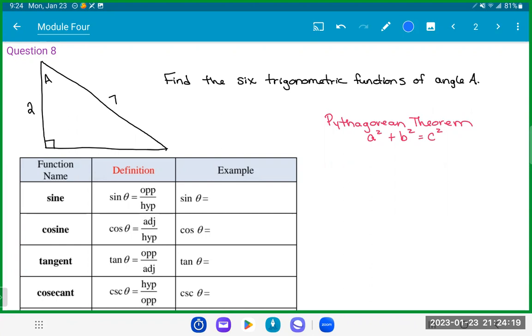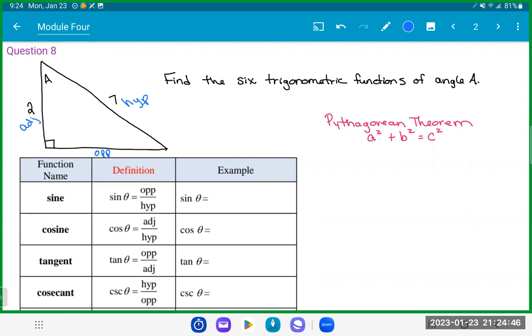Okay, so we're given angle A, so you can see that up there in the top corner of the triangle. We're given the side that is touching it, so that means this is the adjacent side because it touches the angle. This is our hypotenuse, and this is our opposite side because it does not share one of the sides that makes that angle.